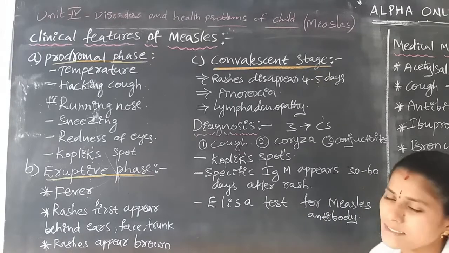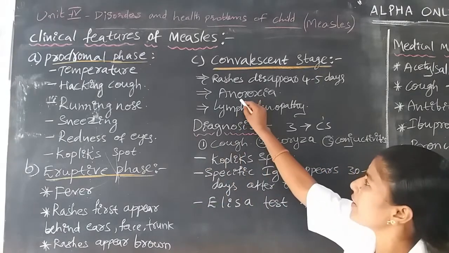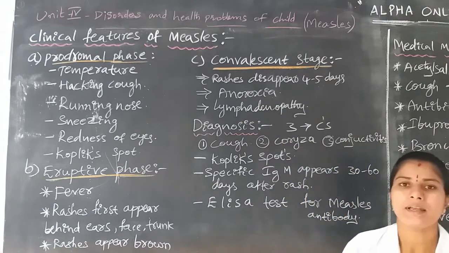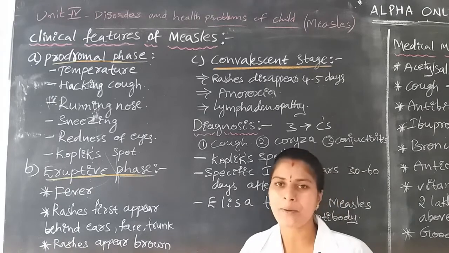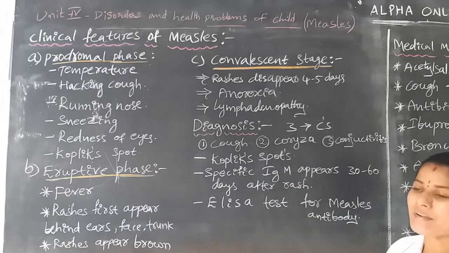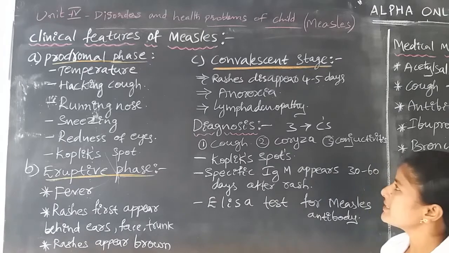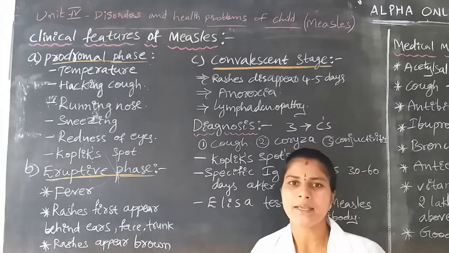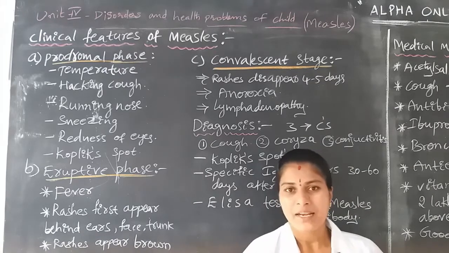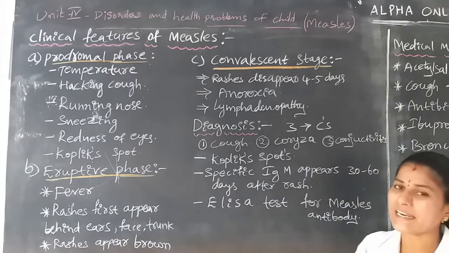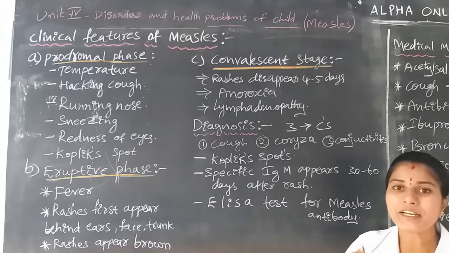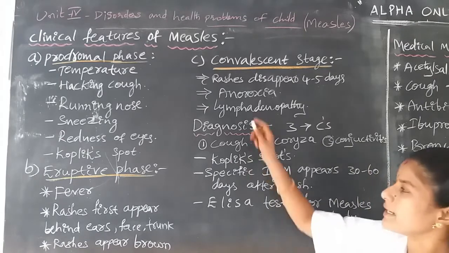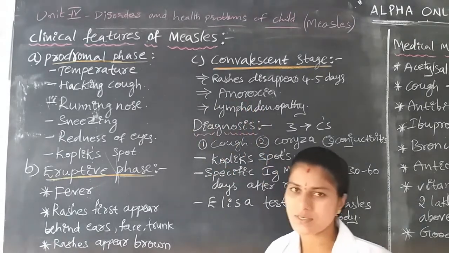Next, the children have a symptom like anorexia, which means they do not have a good appetite; they have loss of appetite. Next, lymphadenopathy. What is meant by lymphadenopathy? The lymph nodes are identified as enlarged; the lymphatic tissue increases in size. This is regarding the clinical features of the third stage.